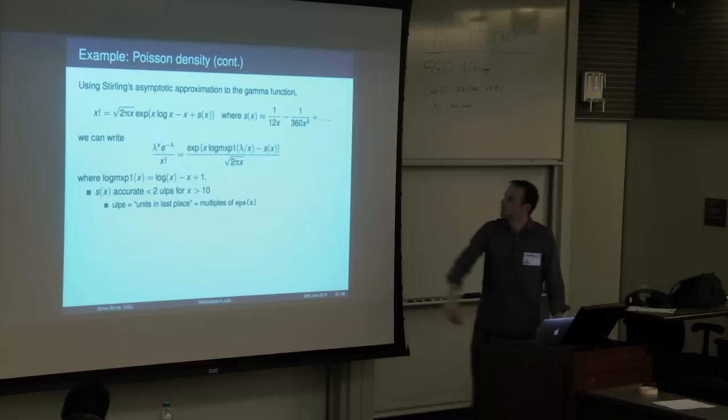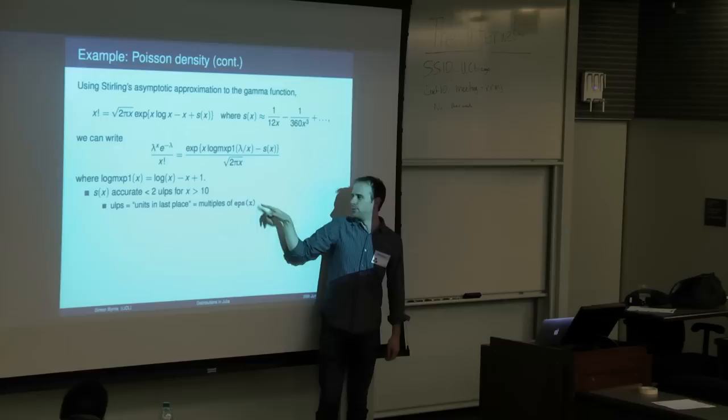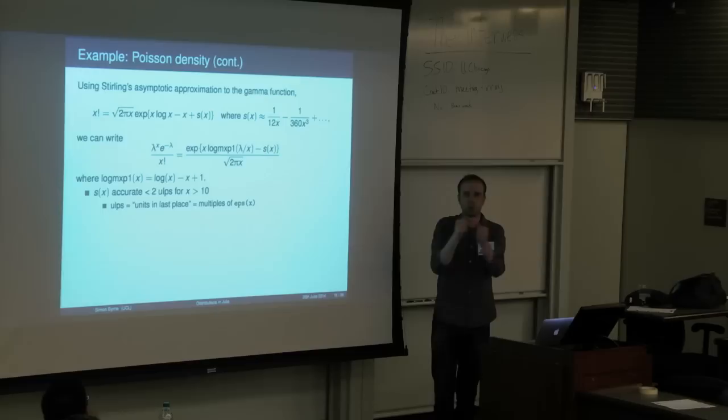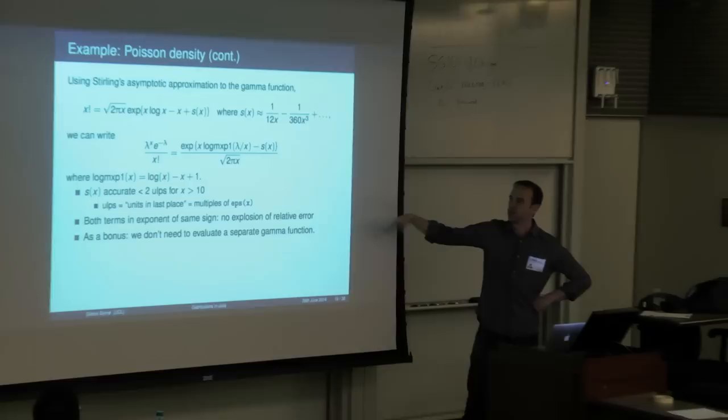Typically, for x greater than 10, this series tends to be within less than 2 ulps, which is units in last place, which I'll use a bit more later. If you ever use eps of a particular value, it's the multiples of that that they're accumulating. So it's the space between two consecutive floating point numbers. As I said, both terms are the same sign, so we don't get this huge explosion of relative error. And as a bonus, we don't have to compute a gamma function, which is always good.